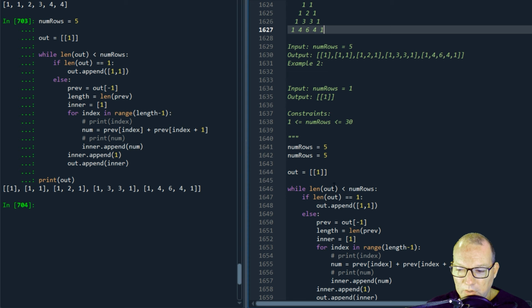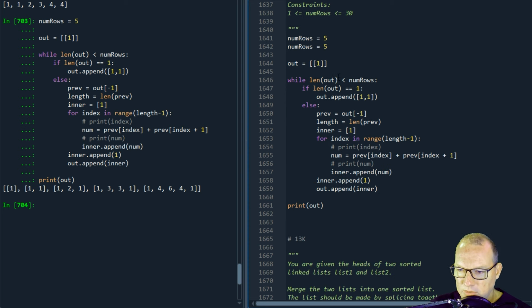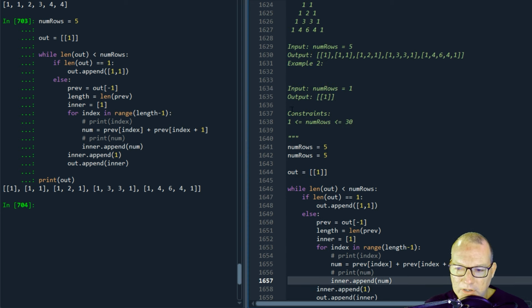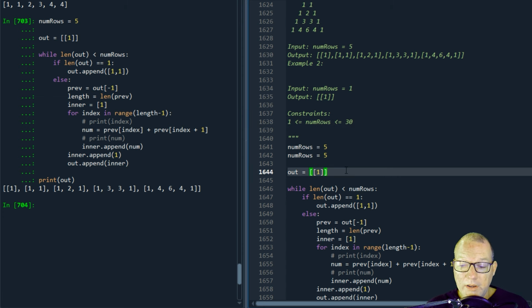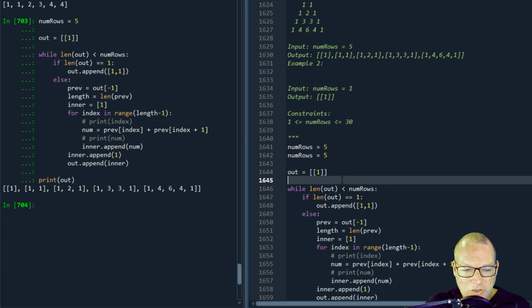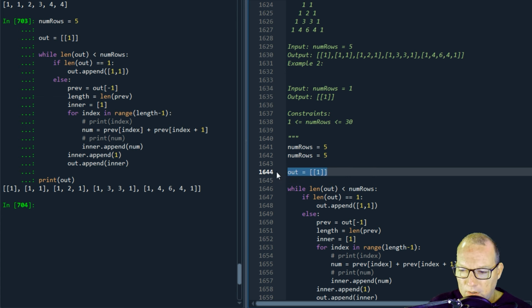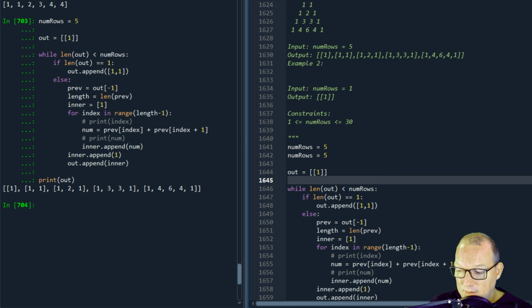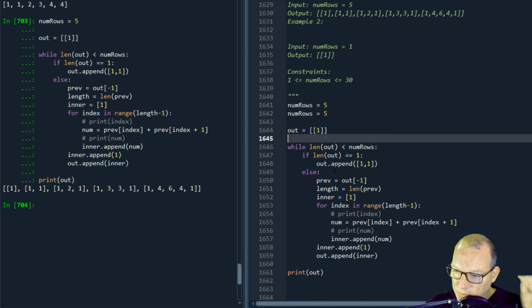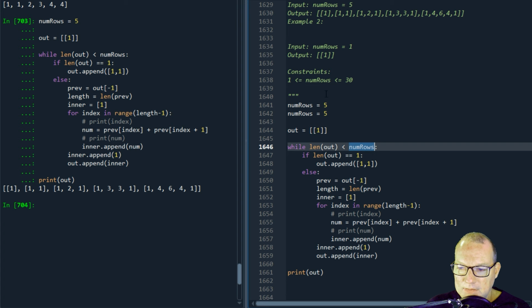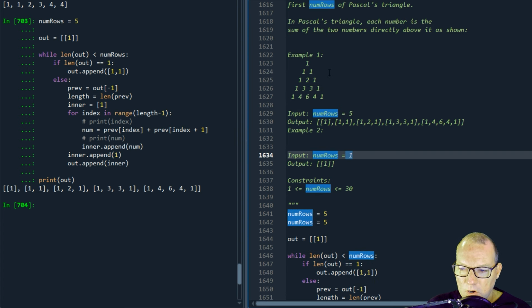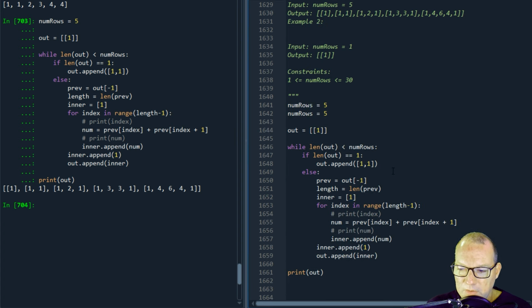Those are the rules. Now, the way I went about doing this is I looked at the constraint and saw that the lowest it was going to be is 1. So it was never going to be 0. I cheated a little bit and hard-coded 1. Then I created a while loop: do this until the length of my output is less than my number of rows. So that was my first thing.